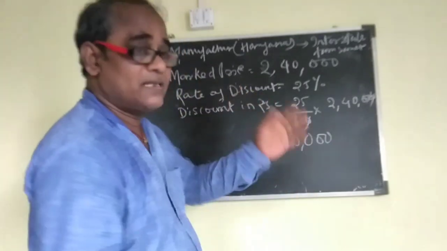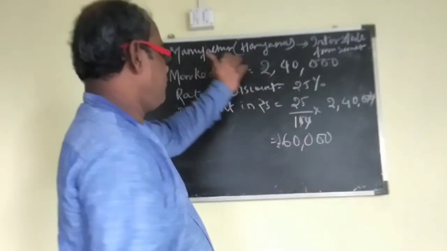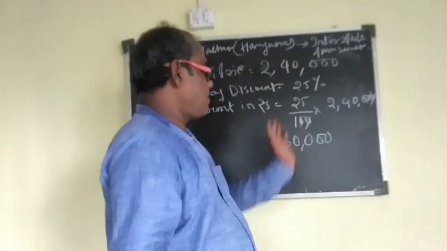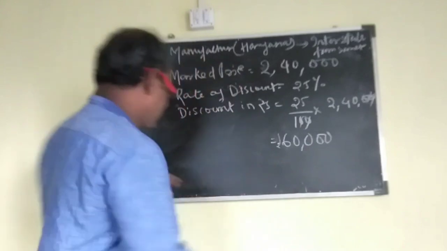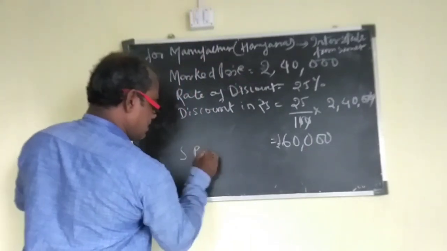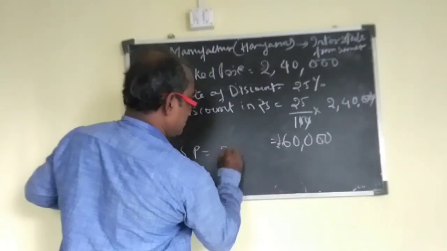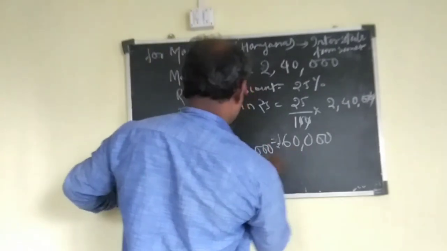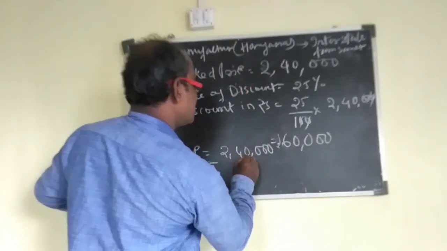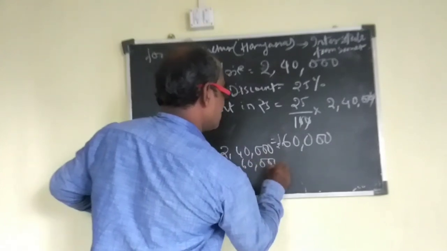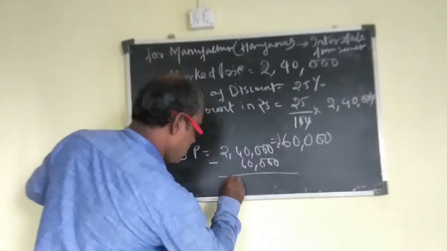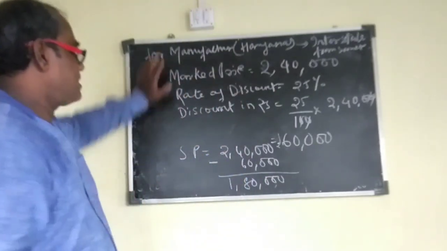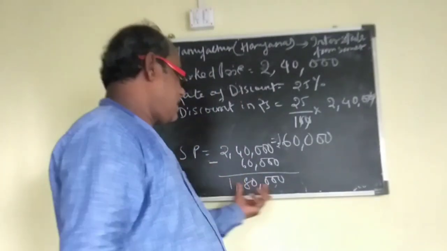So finally we get the selling price of the manufacturer. The selling price of the manufacturer will be 2,40,000 minus 60,000. Selling price is equal to 2,40,000 minus 60,000. That is 1,80,000. So his selling price was 1,80,000.